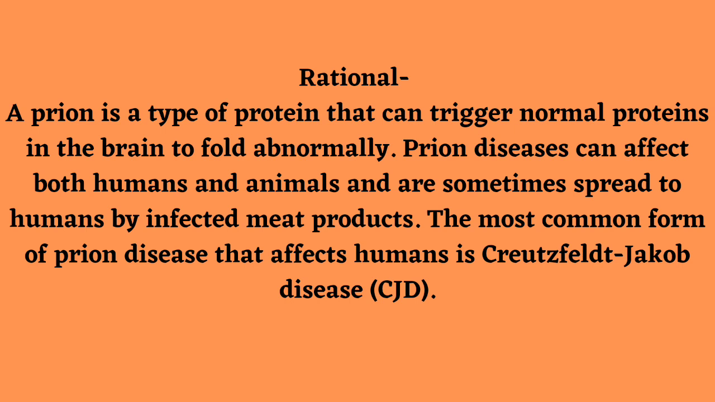And the rationale is, a prion is a type of protein that can trigger the normal protein in the brain to fold abnormally. Underline the words fold abnormally. Prion disease can affect both humans and animals and is sometimes spread to humans by infected meat products. The most common form of prion disease that affects humans is CJD, that is Creutzfeldt-Jakob disease.